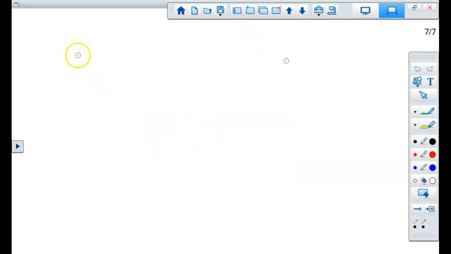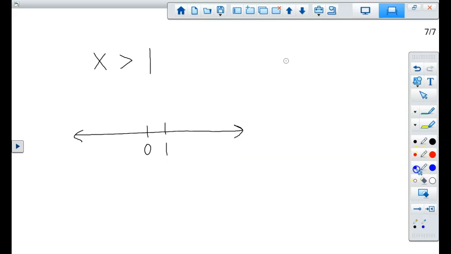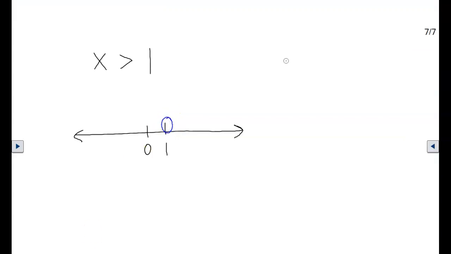All right, let's start out with an inequality here. Let's start out with x is greater than 1. I'm going to put that on a number line first. So 0 and then 1. Because this says that x is greater than 1, I know that x can't actually be 1. So that 1 is going to get an open circle. And then because this says that x needs to be greater than 1, I know that it has to be to the right of 1. So I am going to shade in all of these numbers over here, including this arrow.